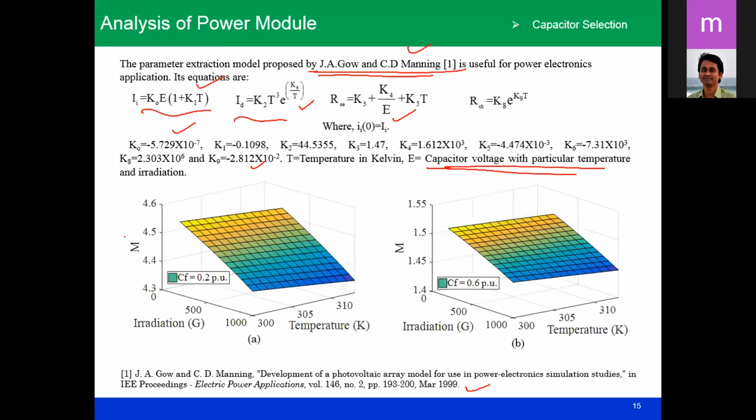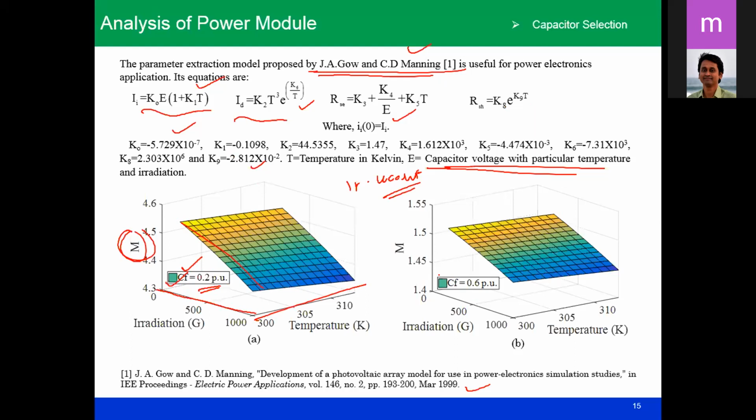If you do that, then you can find out what the value of m you are getting is, or basically tan theta, the tangent, or the fastest slope. So let's say C_F value 0.2 per unit. Here I have taken 1 per unit to be 1000 microfarad. So for the analysis I have taken 1 per unit to be 1000 microfarad. For different irradiation change and different temperature change, I have seen that m value.